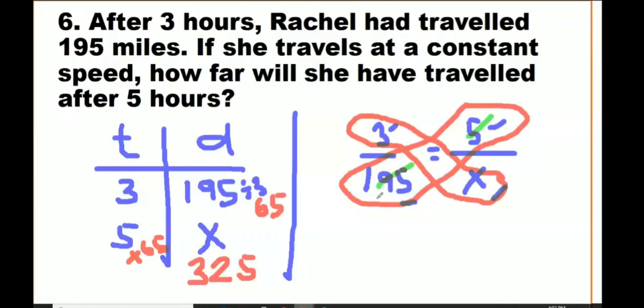So we're good to go. 195 times 5 is 975. And then we will just immediately divide it by 3. That is 325.